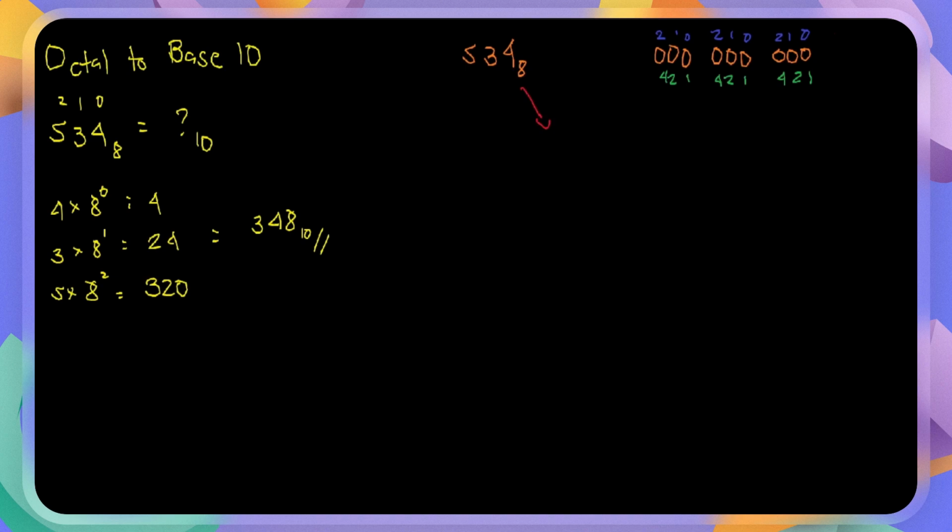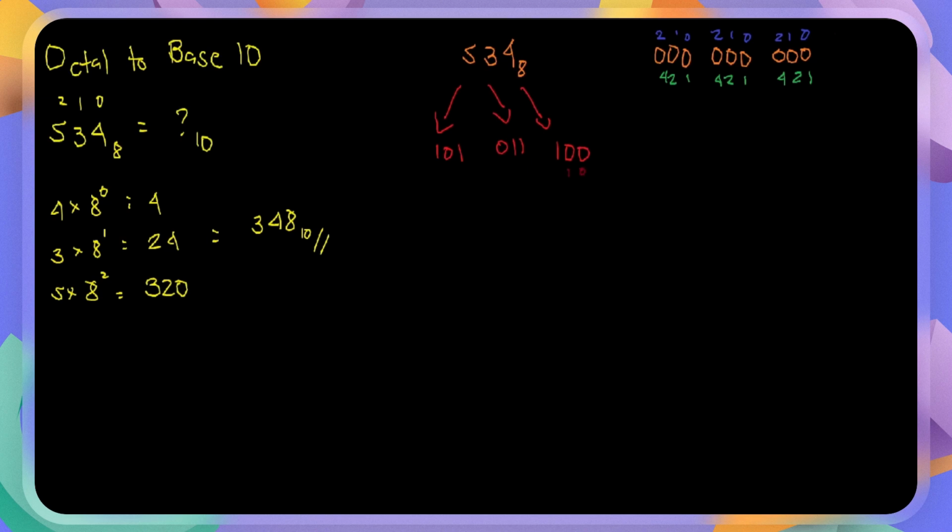So let's start with 4 here. 4 represented in binary is just going to be 1, 0, 0. Remember this. And then 3 represented in binary is going to be 0, 1, 1, because 2 plus 1 is 3. Then our 5 is going to be represented as 1, 0, 1, because 4 plus 1 is 5. Remember this.